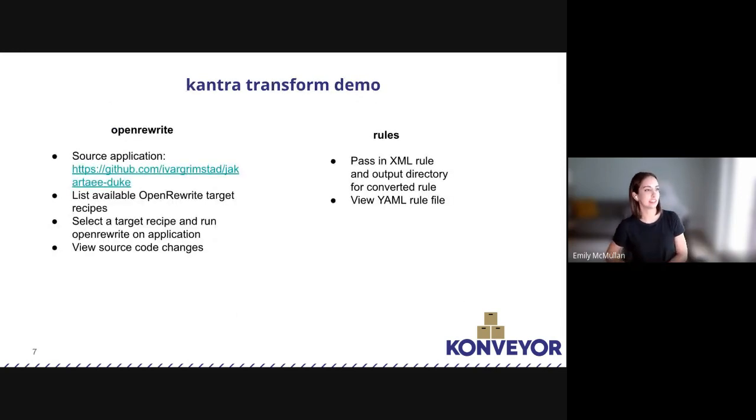So for our open rewrite demo, we're using a Jakarta app and we'll list our available target recipes. Pick one of these targets and run it against the application and then view the source code changes at the end in a diff. And for our rules demonstration, simply pass in the XML rule and then view it after it's been converted to YAML.